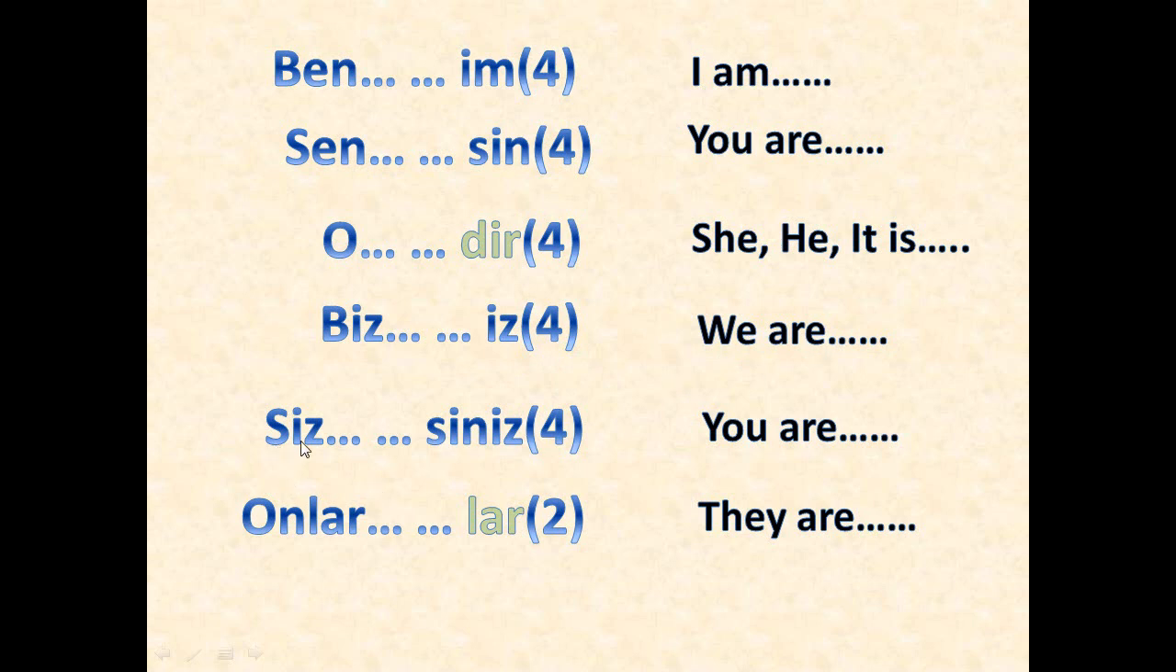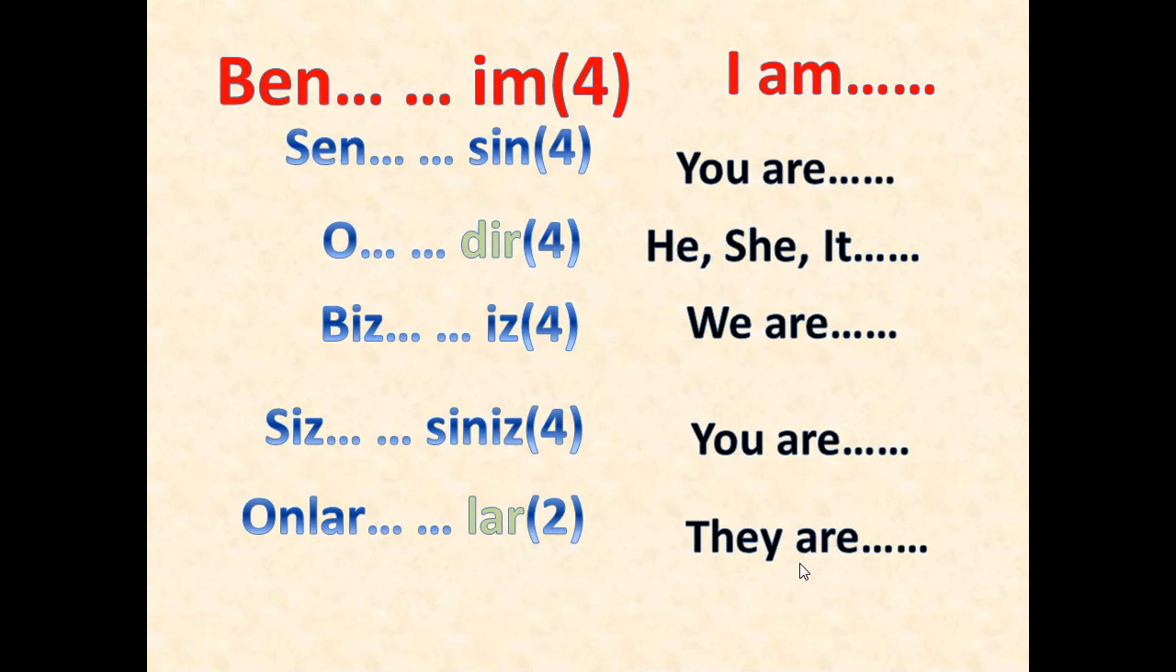And we have siz, blah, blah, siniz in four different forms, which means you are in plural form. And we have onlar, blah, blah, lar, which they rarely use, lar. So we have them in two different shapes, which means they are. Okay, let's go through the first subject pronoun.